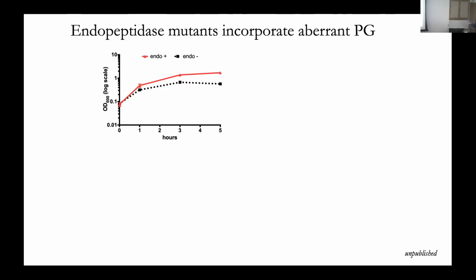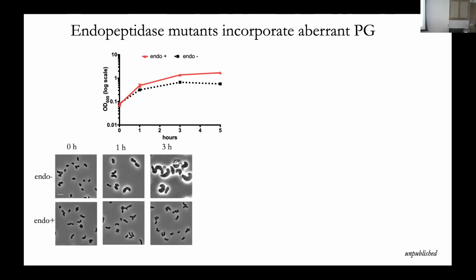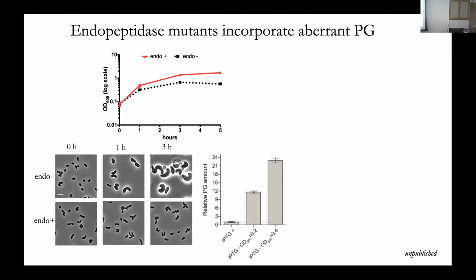And without any endopeptidases, there's still a significant mass increase. They don't seem to care all that much, right? If you look at these cells, you will notice that they just become grotesquely enlarged, but they still enlarge. So they still do something. They still seem to incorporate peptidoglycan cell wall material. Of course, with endopeptidase, you get normal cell growth.